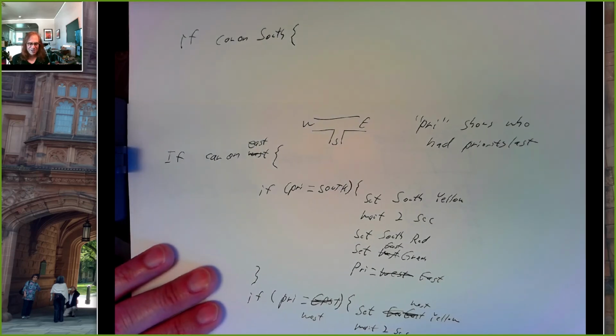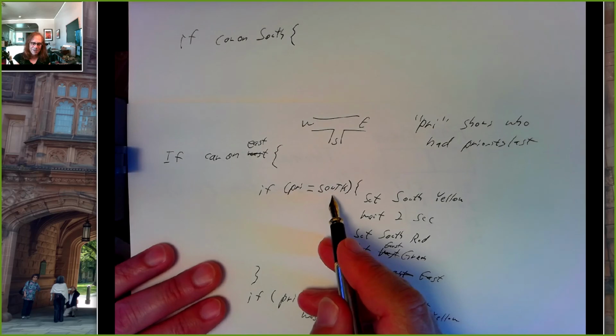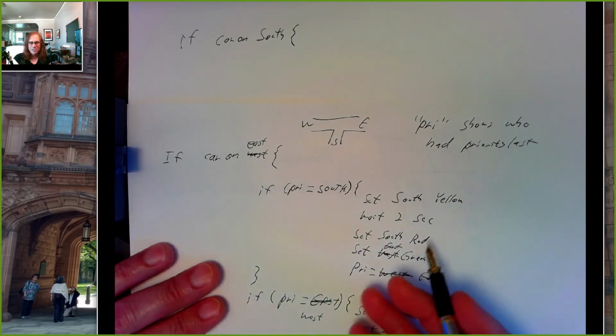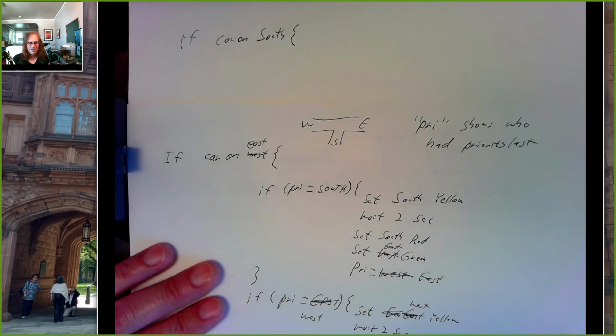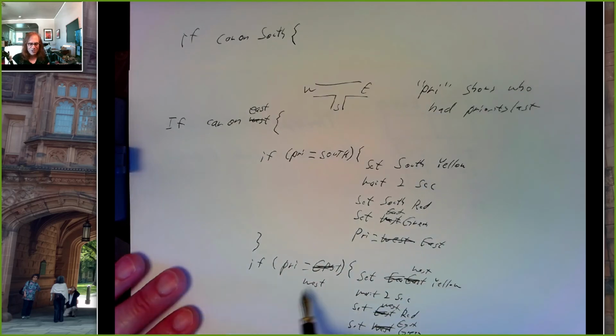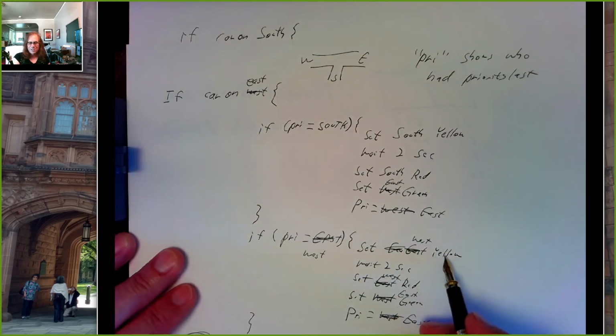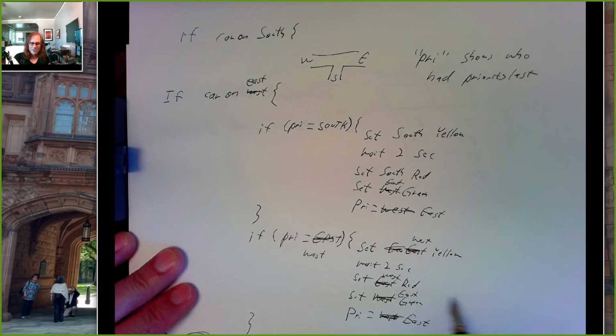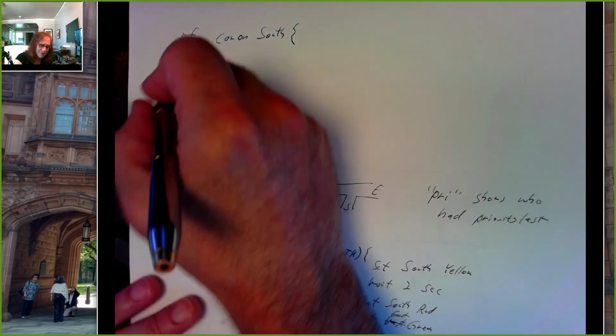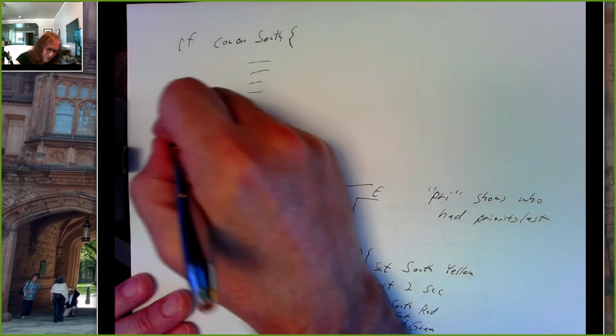But if there's a car on the south, well, if priority is currently given to the east, set the east yellow, wait 2 seconds, set the east red, and then set the south green. If priority is to the west, set the west to yellow, wait 2 seconds, set the west to red, and then set south to green, right? So do all of those things.